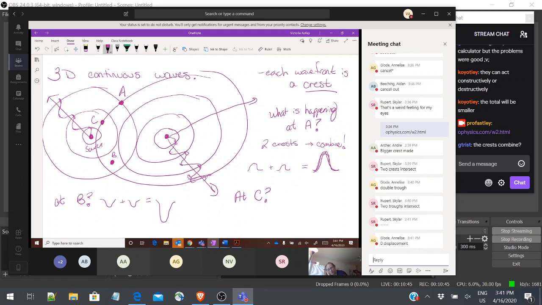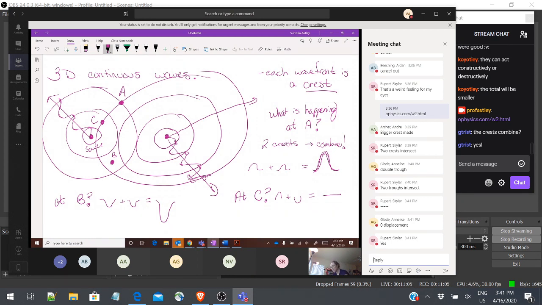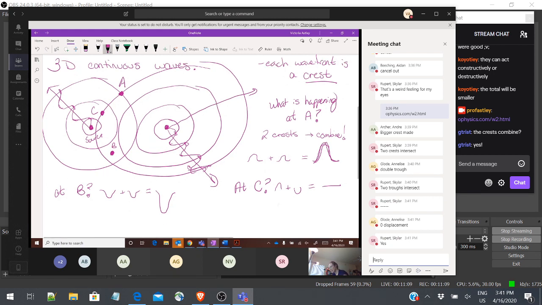Straight line, zero displacement, right? Crest plus trough equals nothing. Okay, so this is kind of making sense. Yes? No? Ooh, Twitch got dropped for a little bit. Okay, all right, let's do good.